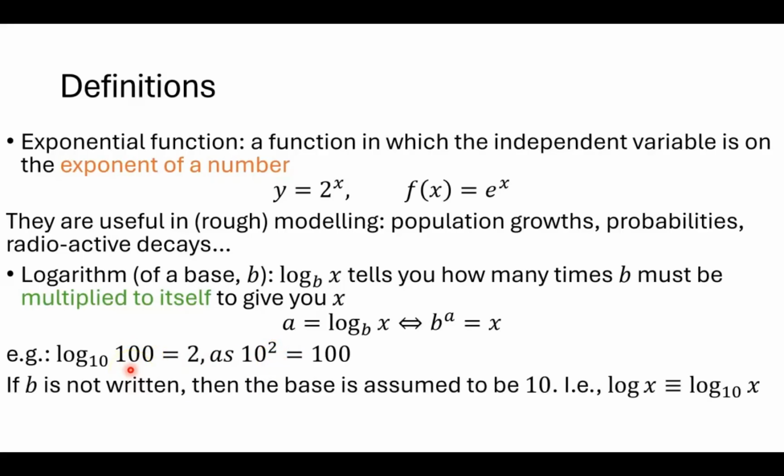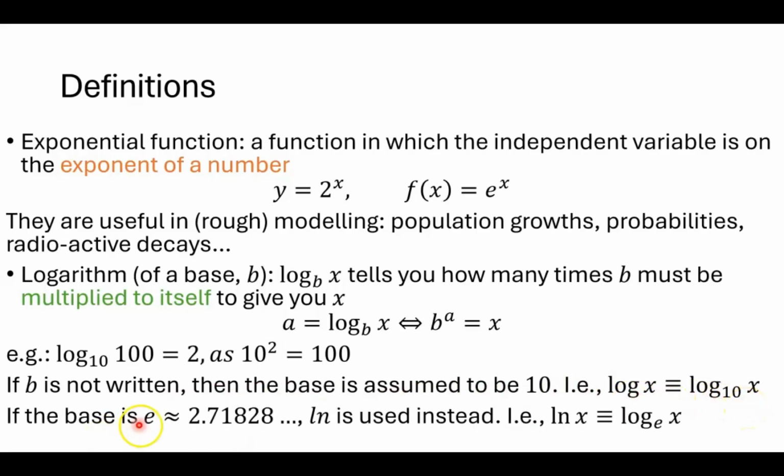And there's a caveat here. If b is not written, then the base is assumed to be 10. So if you just see log of x, then this means log in the base 10 of x. And if the base is e, this number here, which has an approximate value of this, we use ln instead of log. So if you see ln of x, then this means the log of x in the base of e.